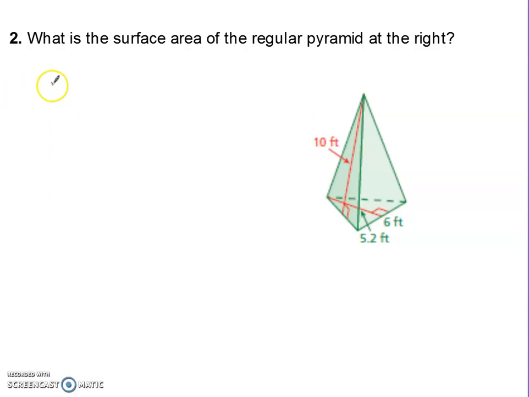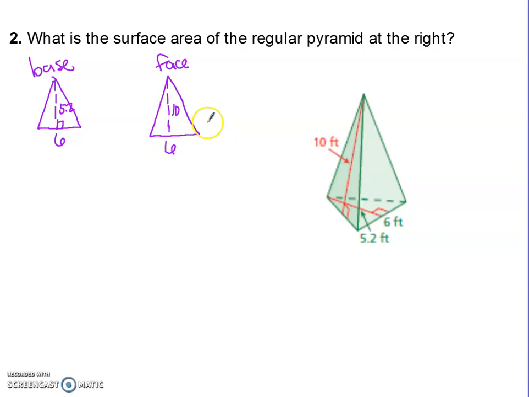I think it's very helpful to draw the parts off to the side. So I've got the base, which is a triangle. It sits on the base right here. It's 6, and then the height of the triangle is 5.2. There's also some faces. They're triangles. Their heights are 10, right? This height is 10. Its base is also 6. There are 3 of these in the picture.